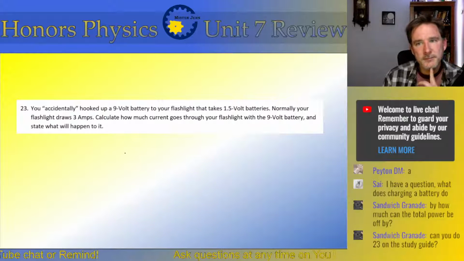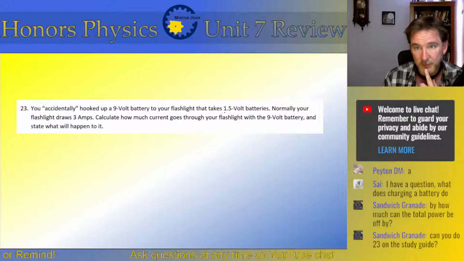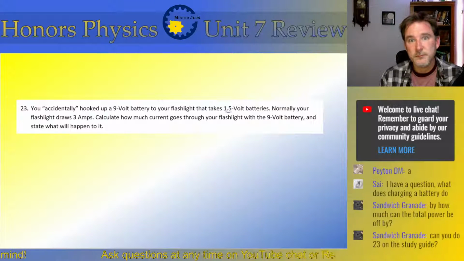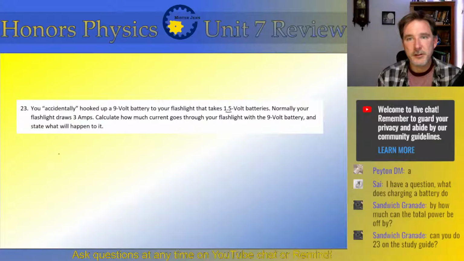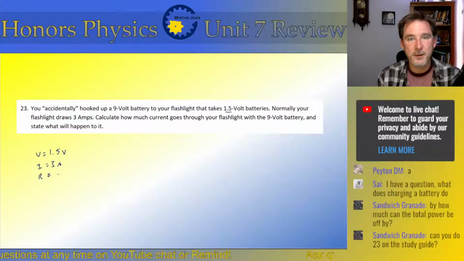Okay. How much current does the flashlight draw? There's a couple ways to do this. You have a 9-volt battery. You could do it as a two-part problem. Normally your flashlight runs on 1.5 volts. Normally your flashlight draws 3 amps. That's a very powerful flashlight. So the first part you could do is just figure out the resistance of your flashlight.